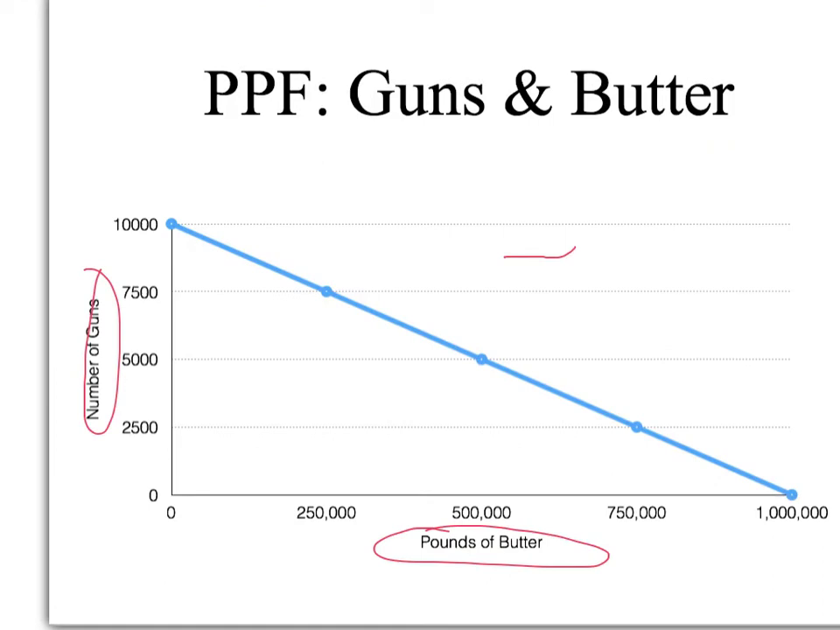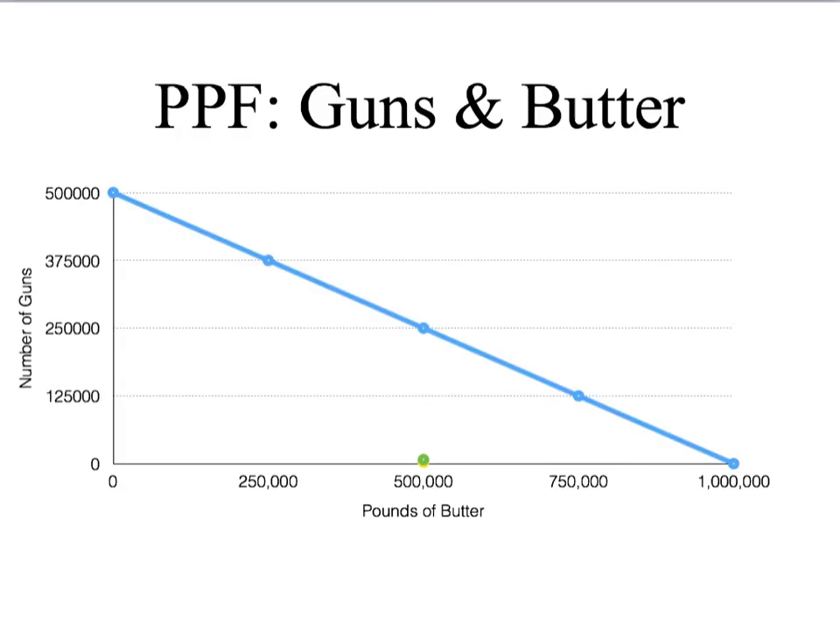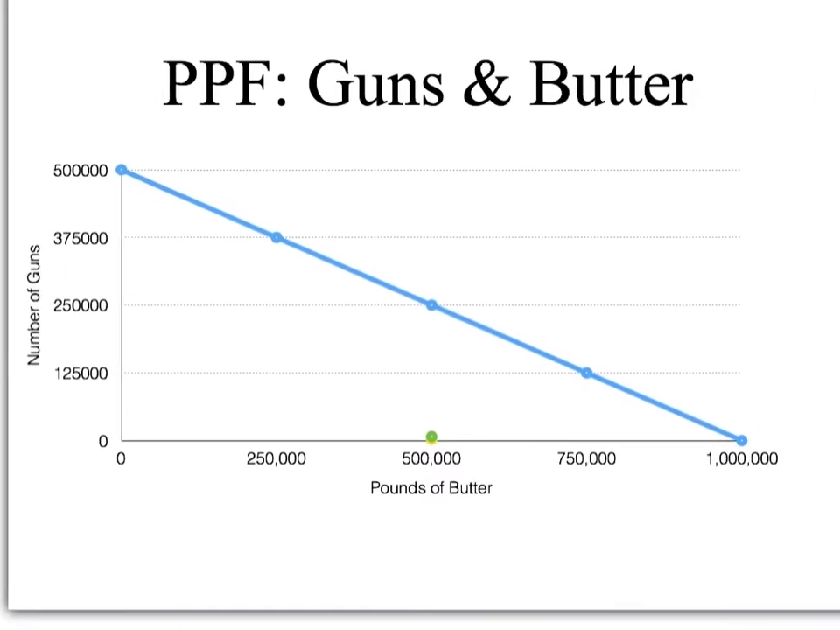Okay, let's just go ahead and skip this graph. Okay, so here this is the graph, well, graphed out. So we have pounds of butter on the horizontal axis, and we have number of guns on the vertical axis. Okay, so if we produce all guns and no butter, then we would be up at this point here. Okay, 500,000 guns, 0 pounds of butter.